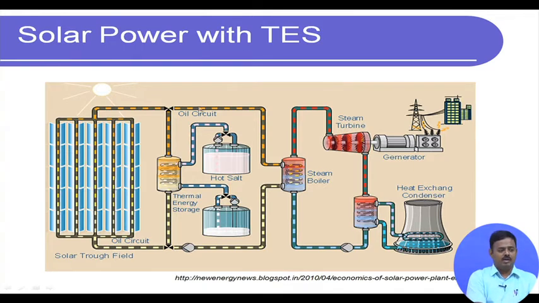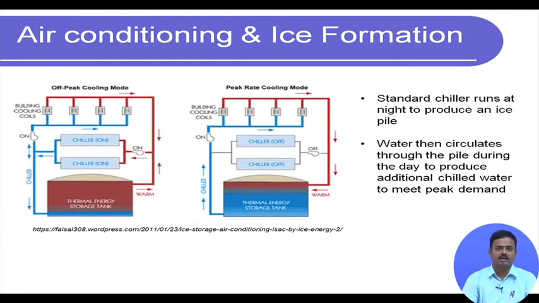Clear? All right. So, I hope this figure is clear now. It is very nicely represented, but only thing is you need to know what is happening. Clear? So, this is one example where I am using solar power with thermal energy storage. What else? This one is latent heat energy storage. This is for an air conditioning and ice formation.